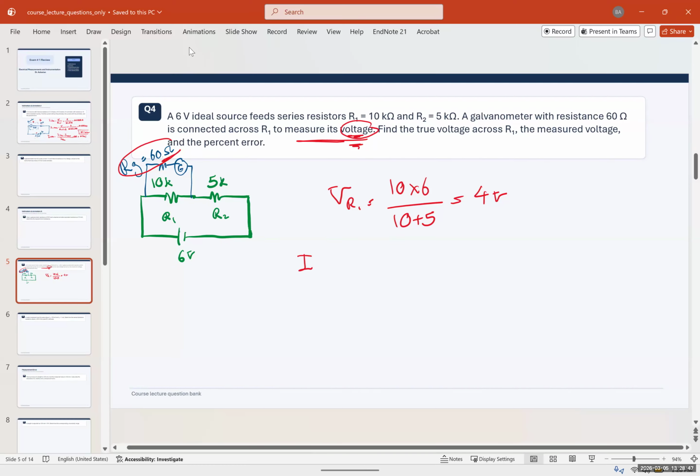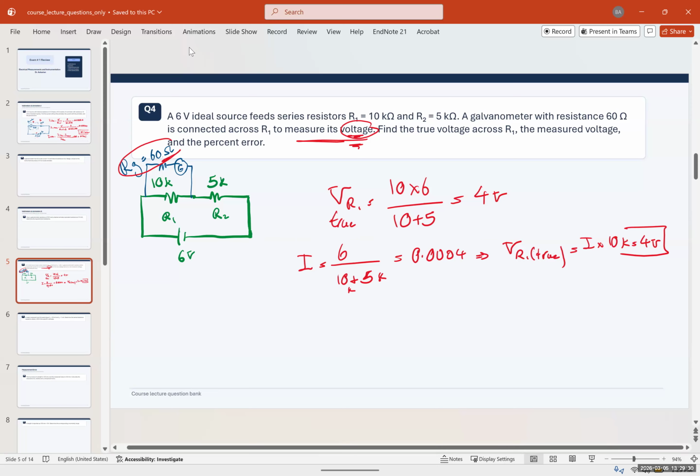Another way, I can calculate the current, which is going to be 6 divided by 10 plus 5, and by the way, all of these are in K, which gives us 0.4 milliamp. Therefore, VR1, the true value, is going to be equal to this I times its resistance, which gives us 4 volts again. So there are multiple ways to solve it. Now, this is our true value. Now, let's find the measured value by the galvanometer.